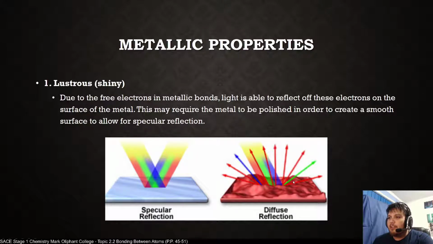If we have a rough metal, light will hit it and then be diffused. Diffused just means go in different directions, and that wouldn't be very shiny to look at. So this may require the metal to be polished in order to create a smooth surface to allow for specular reflection.